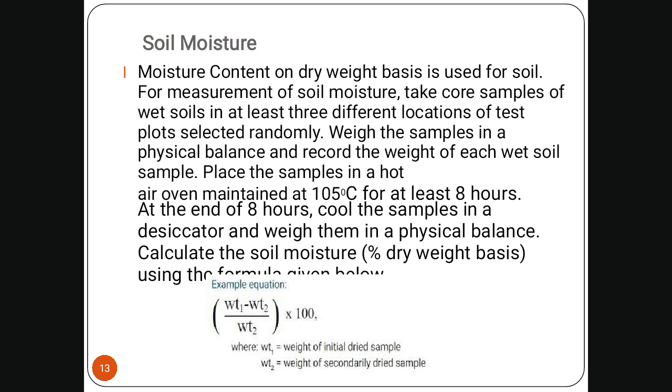Take a core sample of wet soil in at least 3 different locations of the test plot. Select randomly with the sample in a physical balance and record the weight of each wet soil sample. And place these samples in a hot air oven maintained at 105 degrees Celsius for at least 8 hours. At the end of the 8 hours, cool the sample in a desiccator and weigh them in a physical balance and calculate the soil moisture using the formulas.